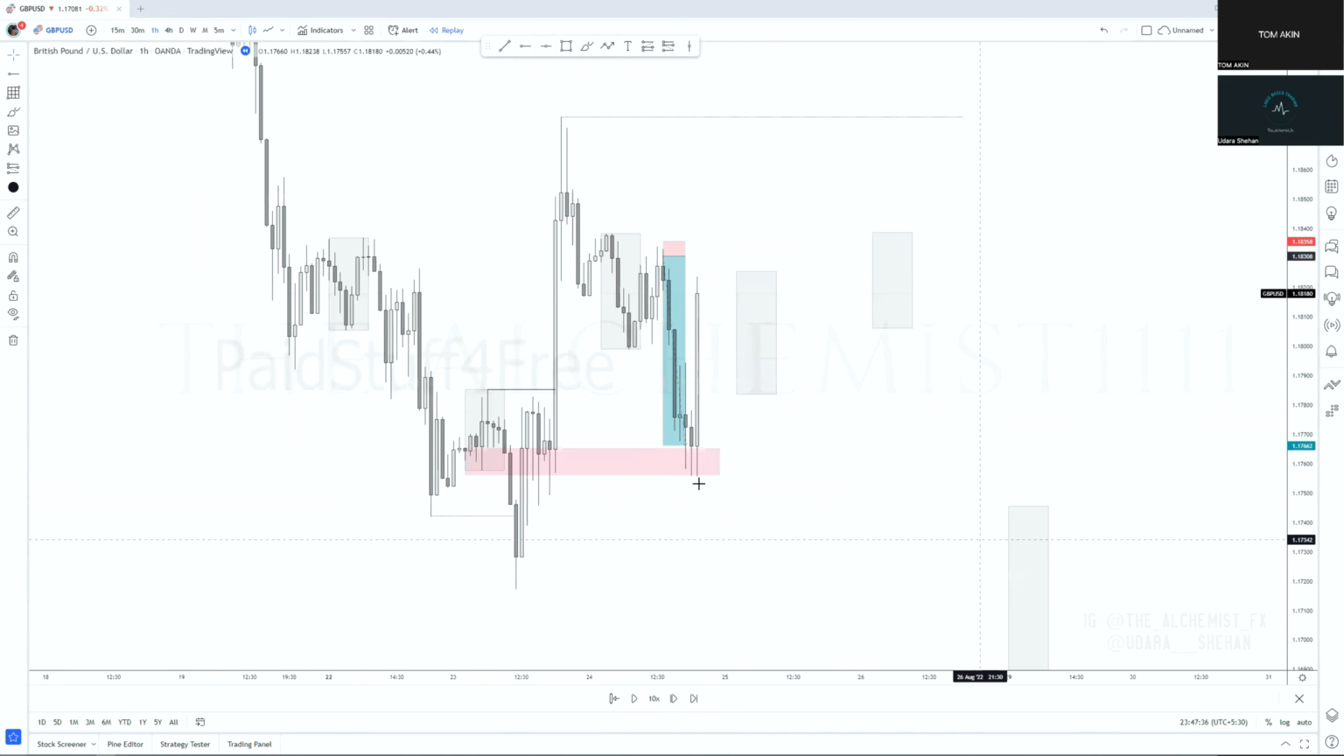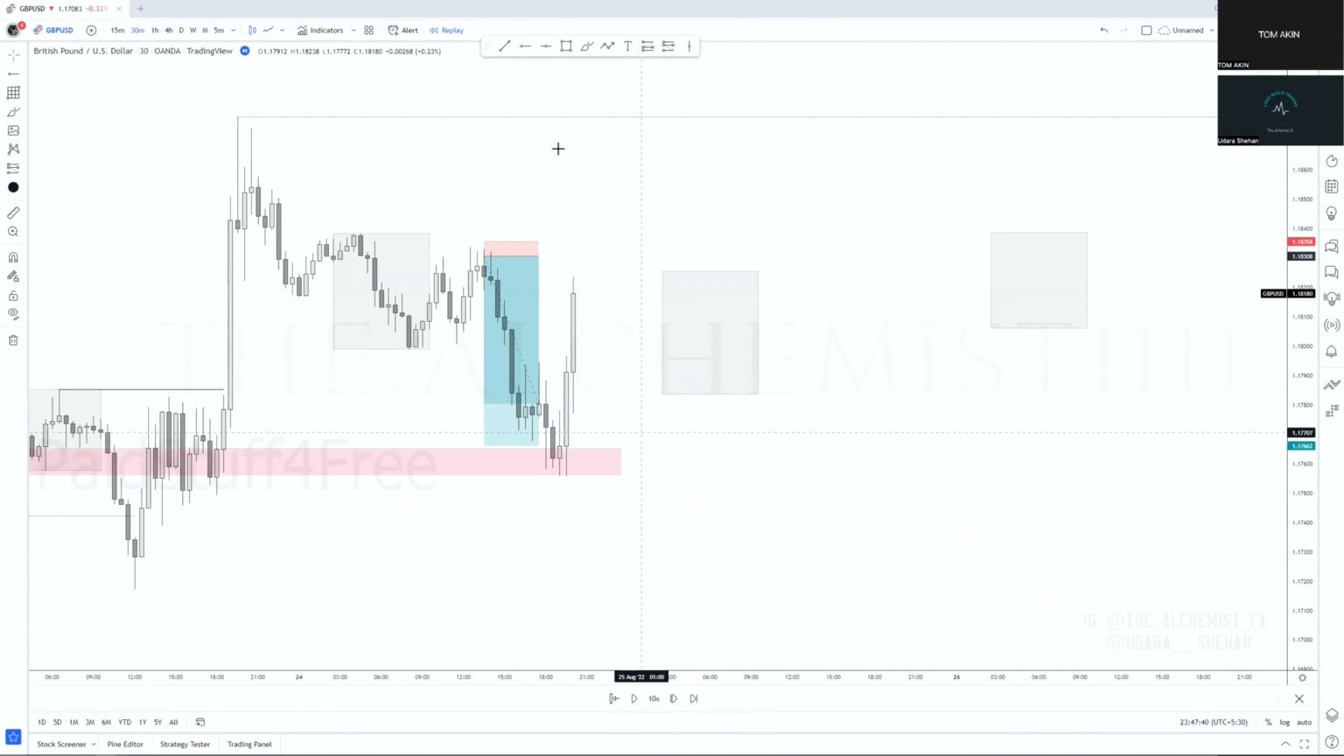Can you see that? There we go. Taps, takes out. Yeah, let's go to a lower time frame to get the confirmation. There we go. Stop hunt, breakout structure. Can you understand that? Okay.